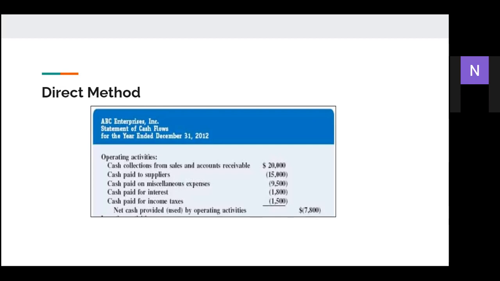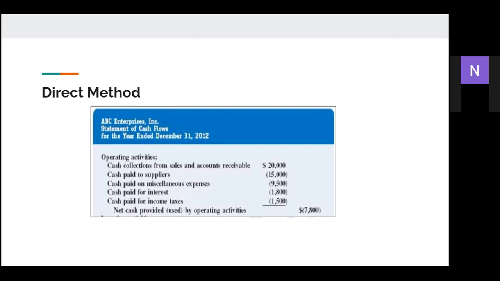Next is the cash paid to suppliers. And next, cash paid on miscellaneous expenses. Cash paid for interest. Cash paid for income taxes. Kung mapapansin nyo sa direct method, dito natin makikita yung cash payments or cash receipts. Parang diretso na siya, parang kunwari, naka-receive ka ng cash collections from sales. Kapag direct method, ganyan usually yung makikita, cash collections or cash payments.